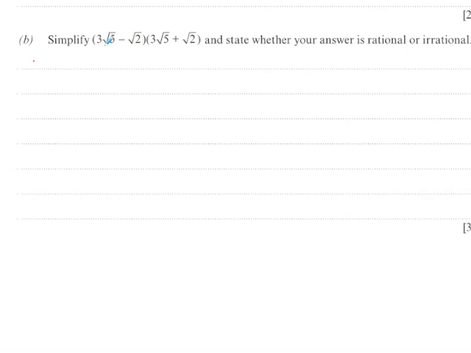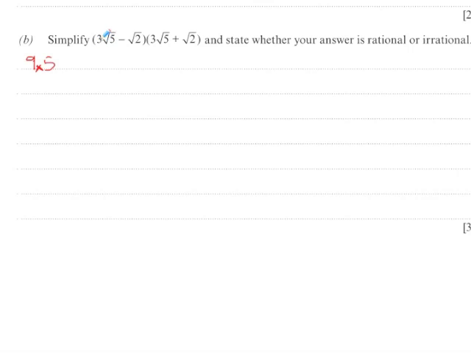So we've got 3 times the square root of 5 multiplied by that 3 times the square root of 5. So 3 times 3 is 9. The square root of 5 times the square root of 5 is 5. Hope you can see that. So let's put that as 9 times 5, so there's no confusion.